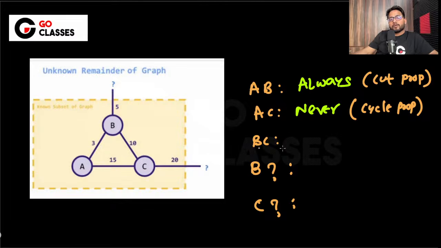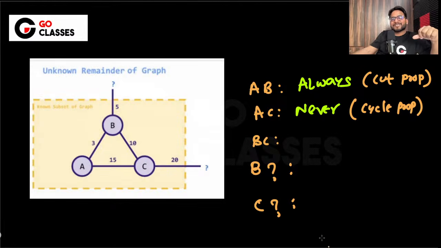Okay. What about BC? Yeah, this is interesting. What about BC? Think about it. Okay, before BC, maybe let's just solve for others. What about B question mark? See, this edge. See, if you see here, if you cut it, right? If you cut it, this is always minimum, right? This is like interesting, just an eyesight observation.